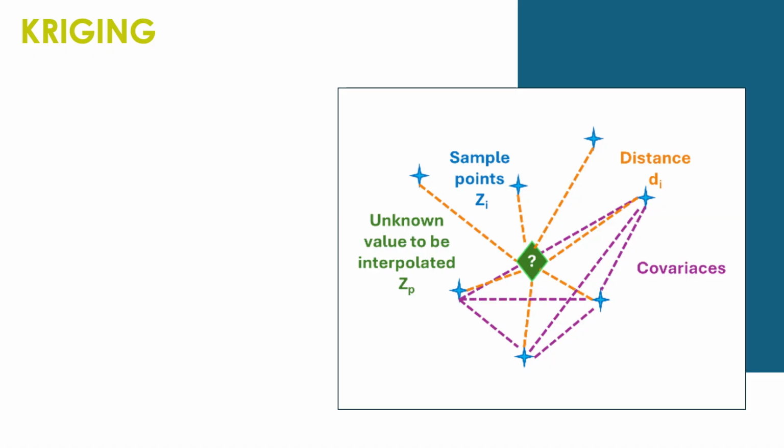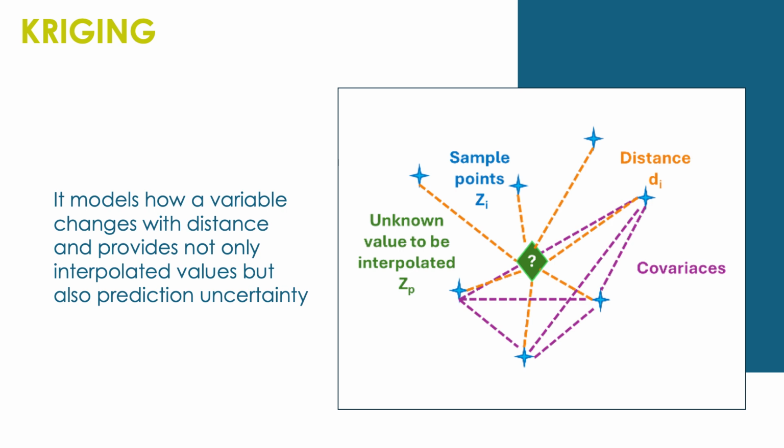It is quick to compute but lacks statistical robustness. A more sophisticated option is kriging, which incorporates spatial autocorrelation. It models how a variable changes with distance and provides not only interpolated values but also prediction uncertainty. This is especially useful in risk-aware energy planning.